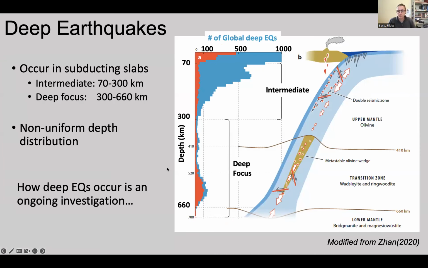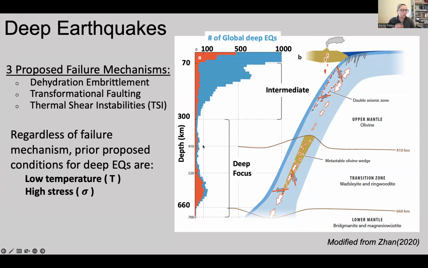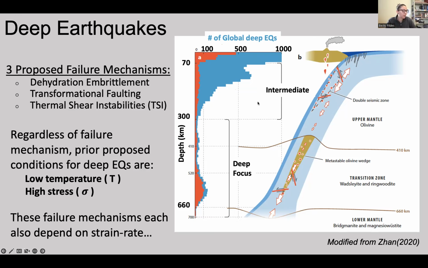Just for context, deep earthquakes occur in subducting slabs from about 70 kilometers down to 660 kilometers, and how they occur is still an ongoing question. There are three proposed failure mechanisms that could all be active in the slab, acting together or independently. Broadly, it was previously proposed that you need low temperature and high stress, but each of these failure mechanisms also depends on strain rate as an important condition.